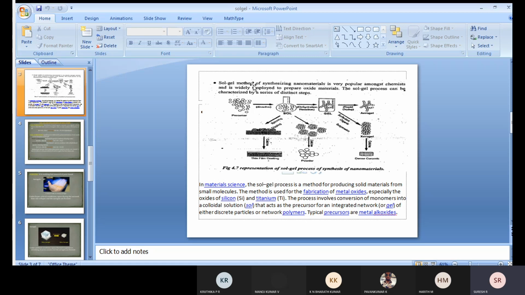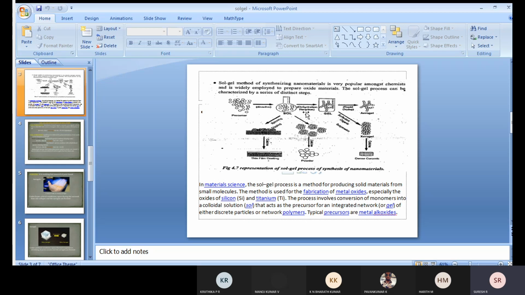The Sol gel method of synthesizing nanomaterials is very popular among chemists, and it's widely employed to prepare oxide materials. As I've been telling, this Sol gel process is one of the chemical synthesis methods employed to synthesize nanomaterials in the laboratory. It consists of the following important steps. The first one is preparing the precursor. The second one is preparing the Sol. Sol is nothing but a colloidal solution. The precursor is mixed with the solution, which is called the Sol.